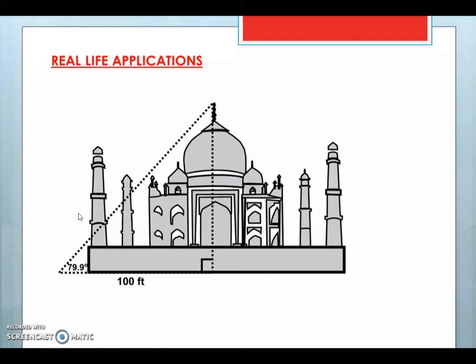Where all can you apply trigonometry? Now you have learned trigonometric ratios for a right angle triangle. What is sine theta, what is cos theta, what is tan theta, and all that with respect to a certain angle. Now, what is the application of these things in our day-to-day life is what we are going to see now. Now, suppose if you have to measure the height of a building or a flagpole or some monument.